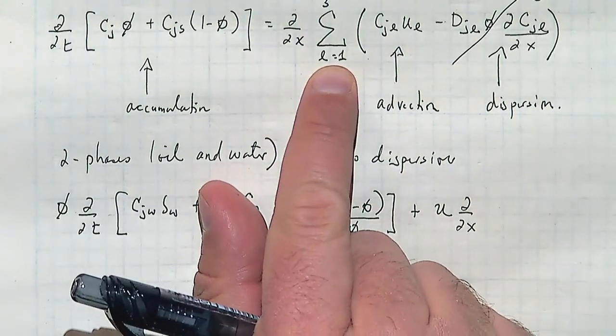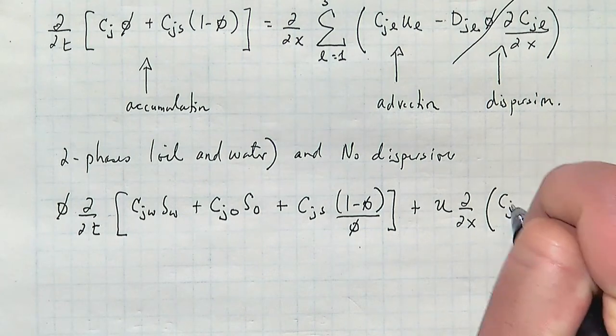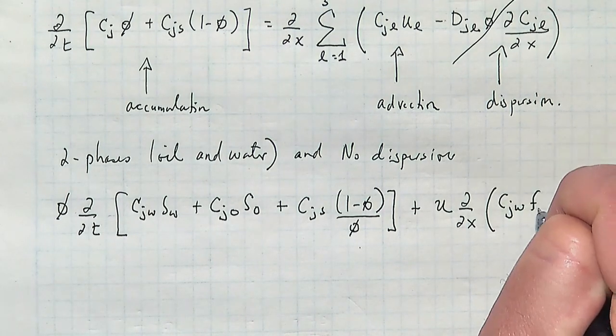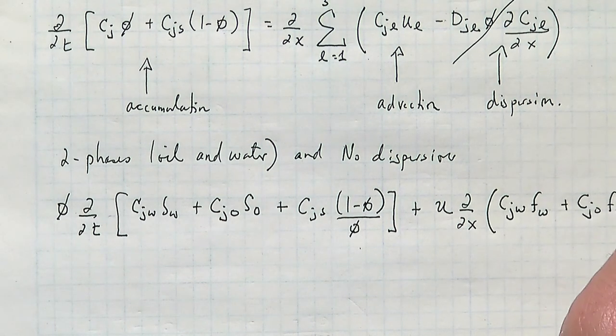Okay, I'm going to do 2 phases. L is equal to 1 to just 2 now. And that's Cjw times the fractional flow of water plus Cjo times the fractional flow of oil.